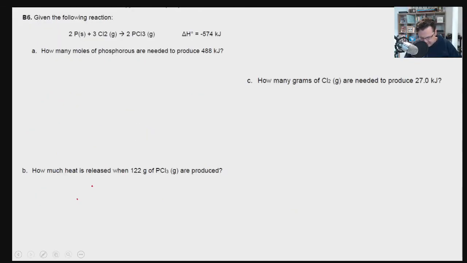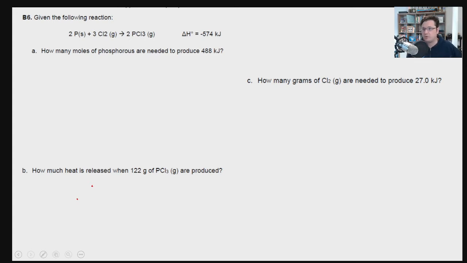B6. Now you're given a reaction: 2 moles of phosphorus react with 3 moles of chlorine gas to form 2 moles of phosphorus trichloride gas. I didn't do those superscripts, I feel really bad now. That reaction, as it's written, releases negative 574 kilojoules.